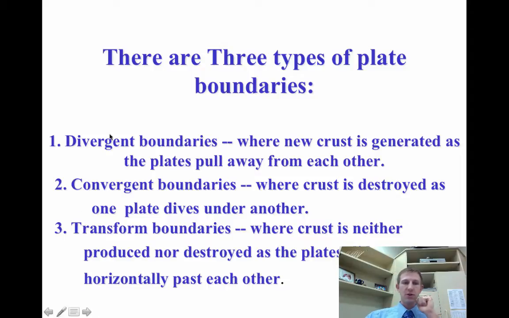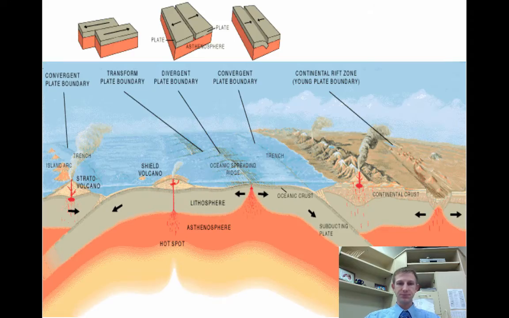So divergent, we're creating new crust. Convergent, we are destroying old crust, or sometimes we're just deforming the crust. And then transform boundaries, we're not creating or destroying any crust. So this is a picture that has all 3. If you look right here, this would be a transform, divergent, convergent.